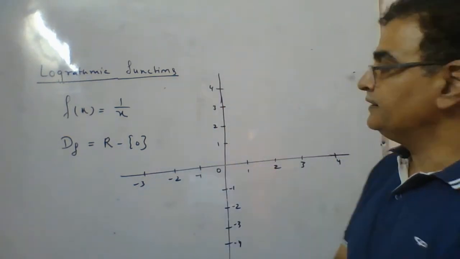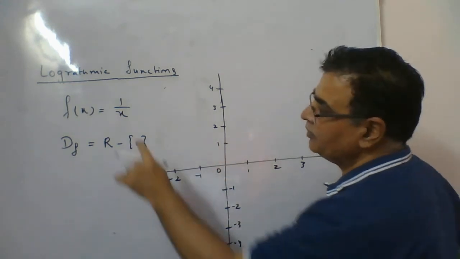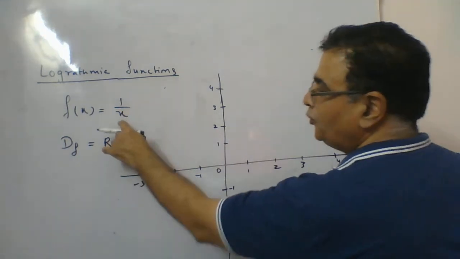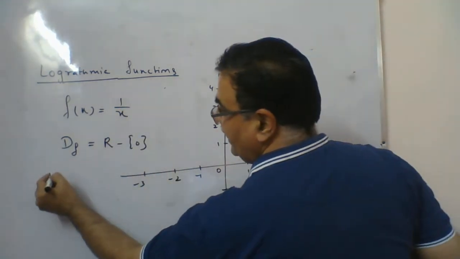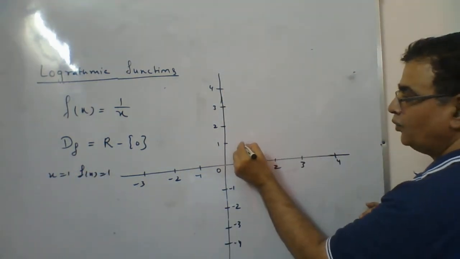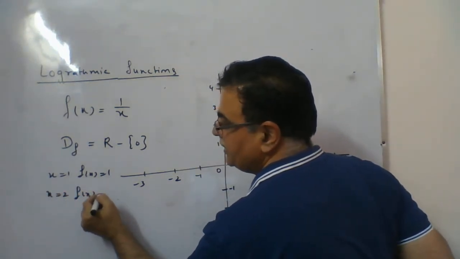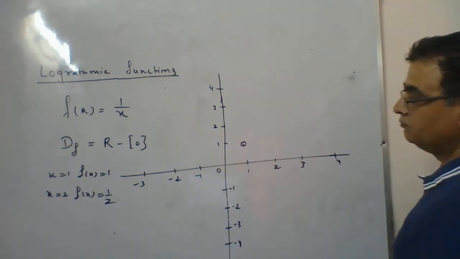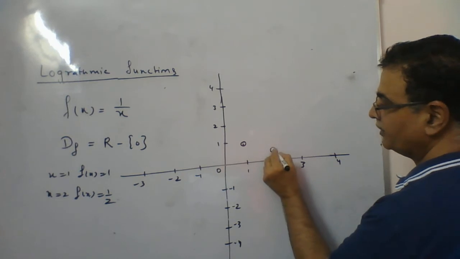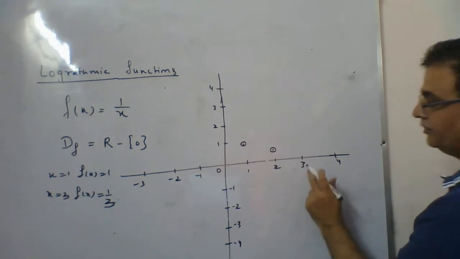So now in this case, when you put 0, will it be possible? No. You have not allowed it because when you put 0, it comes out to be infinity. So not possible. At 0, it is infinity. When you put x as 1, f(x) comes out to be 1 again. So at 1, it's 1. When you put x as 2, f(x) will be 1 by 2. 1 by 2 means at 2, the value comes out to be half here. When you put 3, it comes out to be 1/3. So at 3, it is 1/3.